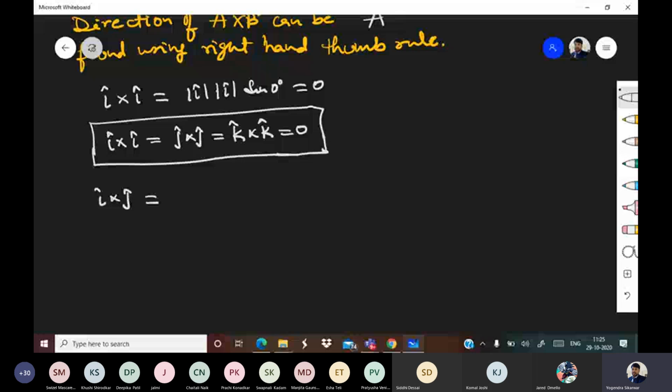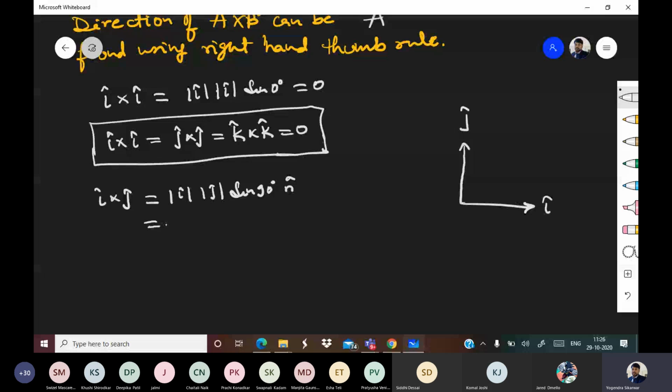i cap is along the x-axis, j cap is along the y-axis, and both are unit vectors. So if you are doing i cross j, it will be magnitude of i into magnitude of j into sine 90 into n cap. N cap is the unit vector along i cross j. Since magnitudes are 1, that will be n cap.